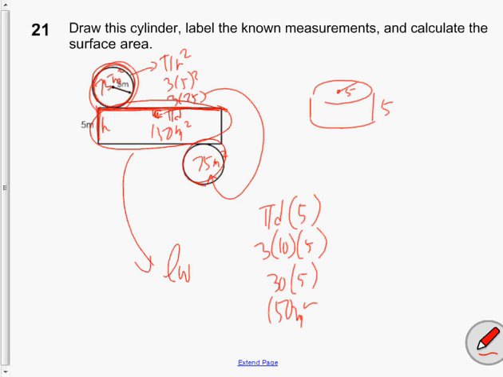75 plus 75 is 150 plus another 150. The total surface area of that cylinder is 300 meters squared.